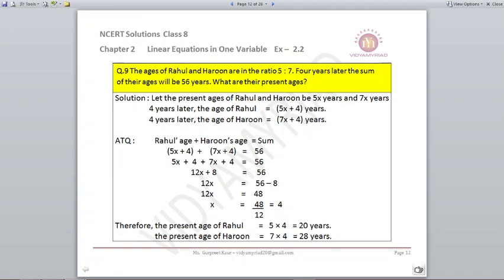When we add them together, their sum is equal to 56, which means Rahul's age plus Harun's age is 5x plus 4 plus 7x plus 4 is equal to 56. Find out the value of x, it comes out to be 4. So the present age of Rahul will be 5 into 4, which is 20 years, and the present age of Harun will be 7 into 4, which is 28 years.